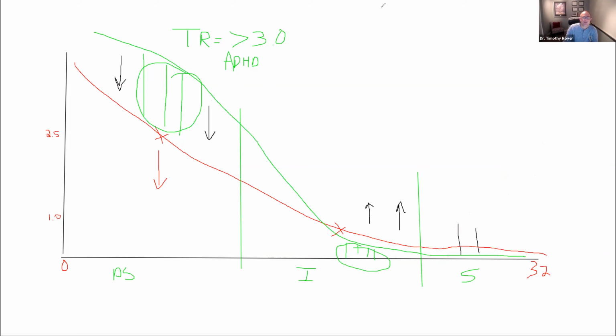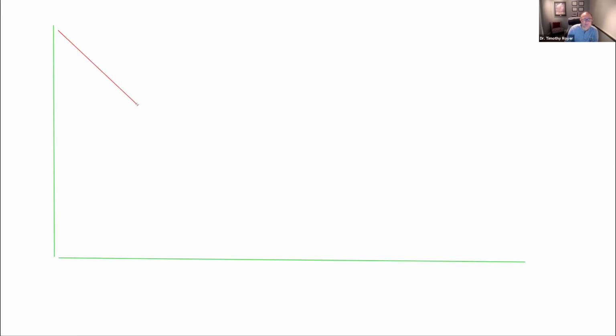Okay, let's look at our Y and X. Let's do our line. Okay, this is the ideal. The ideal looks like this. It tails off, right? I'll just throw this one out here.